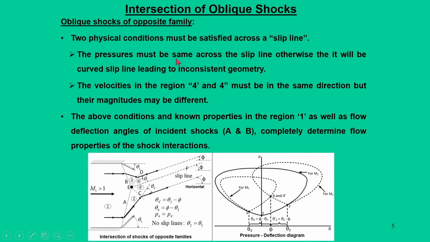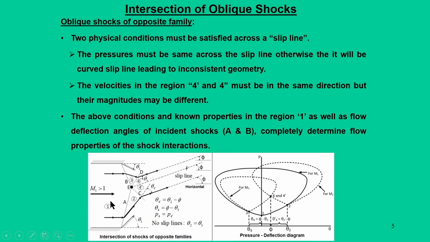First, the pressures must be the same across the slip line, otherwise it will be a curved slip line leading to inconsistent geometry. Second, the velocities in the regions 4 dash and 4 must match in direction, but their magnitudes may be different. Maybe one streamline may have higher velocity, and the other streamline in the region 4 may have lower velocity, but the directions must be the same. With the above conditions and the properties in region 1, as well as the deflection angles for incident shocks A and B, we can completely determine the flow properties for the shock interaction process.